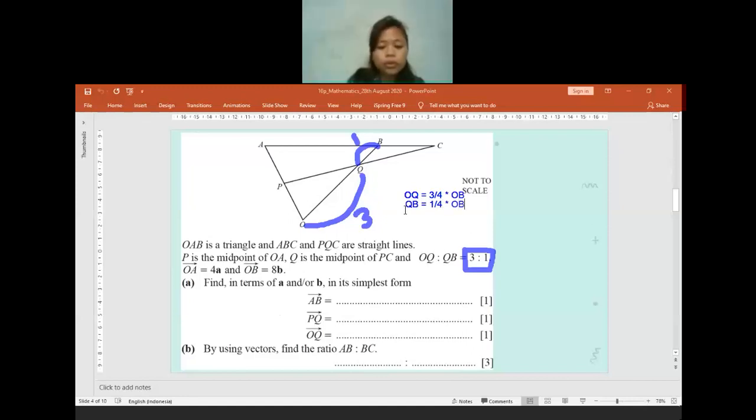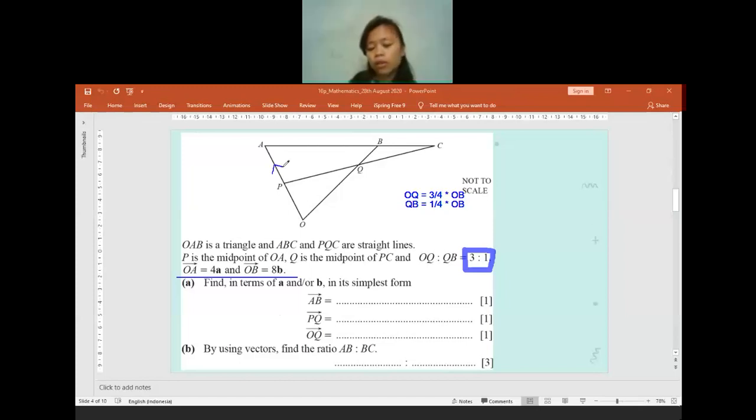Now let us move to the next question and the next sentence. OA is 4a. So it means the arrow will be going up or going down. Don't forget, if there is no arrow from the question, you will have to label it based on the sentence given. OA is 4a. So later the arrow will start from O going to A, or from A go to O. Which one? O to A. So it will be going up.